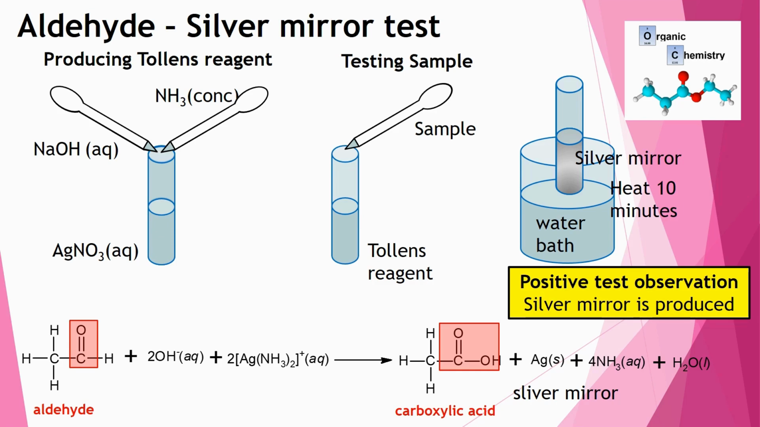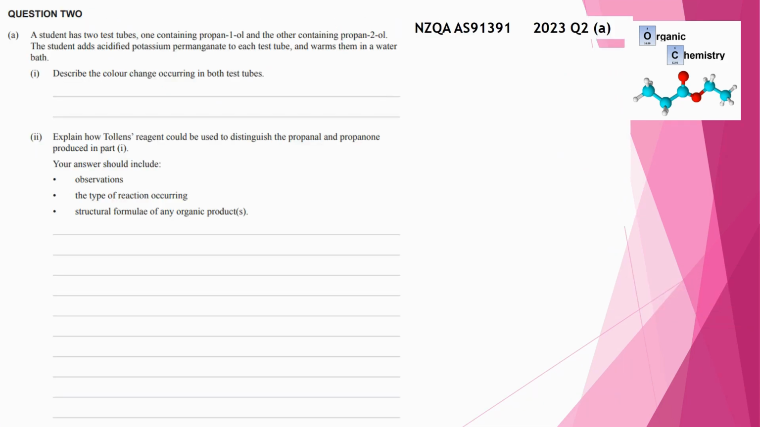Now, here's an example of the type of question that we might have. This is from 2023, question 2. A student has two test tubes. One contains propan-1-ol and the other one has propan-2-ol. The student adds acidified potassium permanganate to each test tube and warms them in a water bath. Describe the color change. In this question we need to remember that potassium permanganate is purple, and that for a positive reaction it goes to colorless.